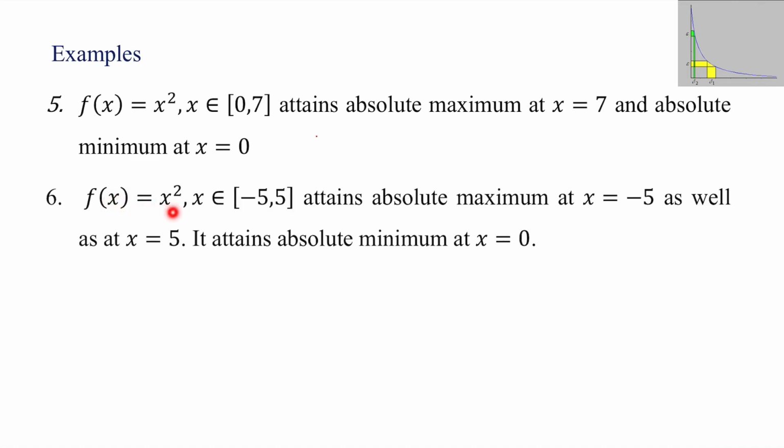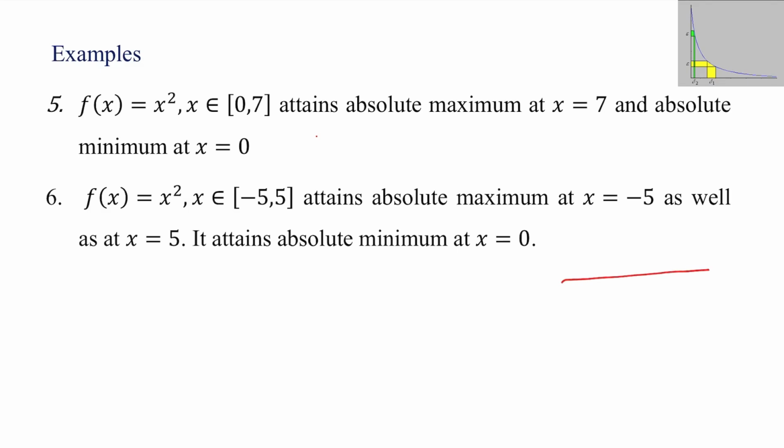Now I am considering f of x equal to x square in the closed interval minus 5 5. So this function attains absolute maximum at x equal to minus 5 as well as at x equal to 5, and it attains absolute minimum at x equal to 0. So the point at which the function attains a maximum or minimum may not be unique. There may be more than one point at which the function attains an absolute maximum.